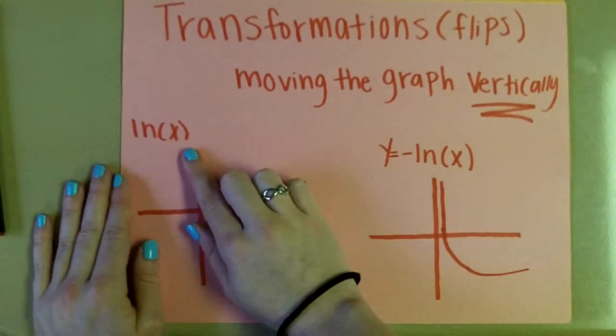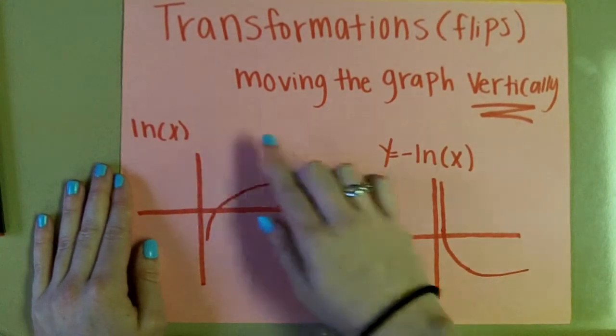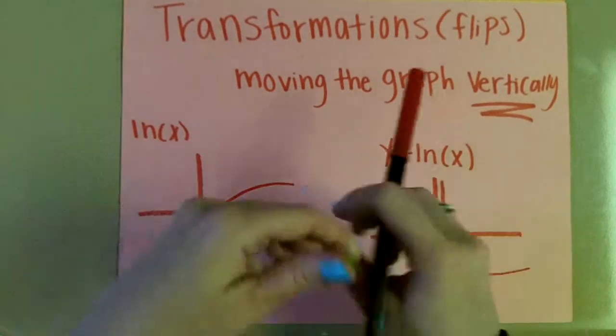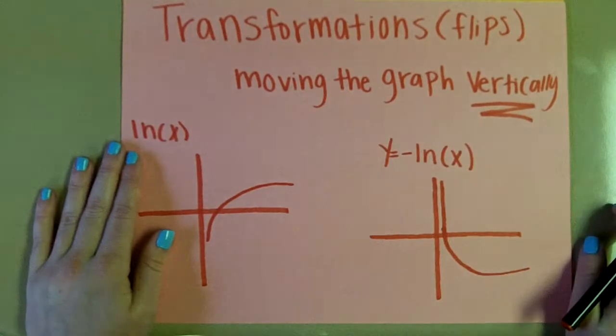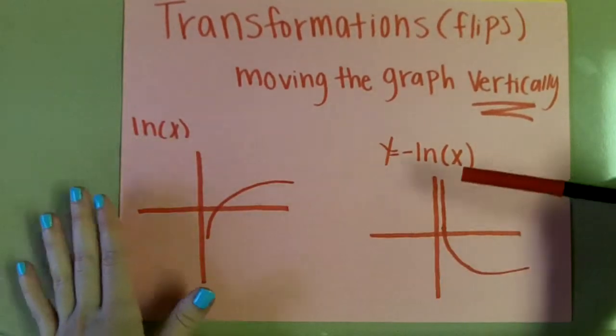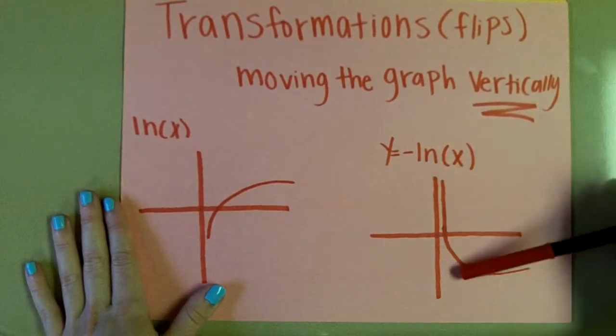Here's the regular function graph, ln of x. Here we're flipping it vertically. That means we've put the negative sign in front of the entire equation, which flips it vertically.